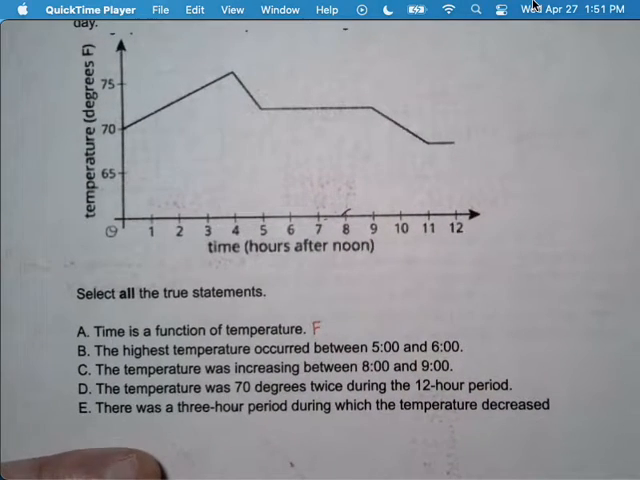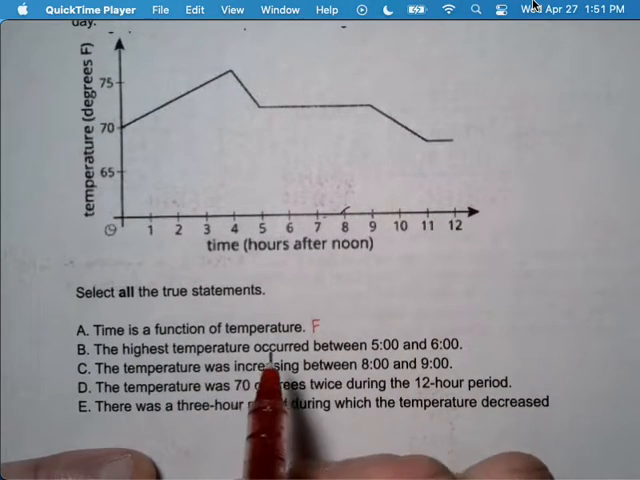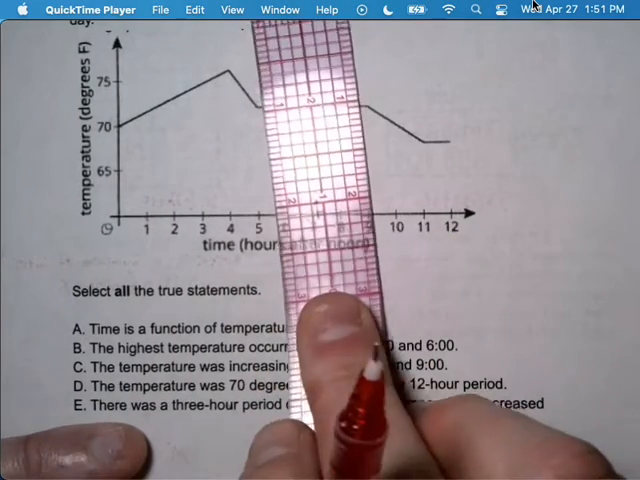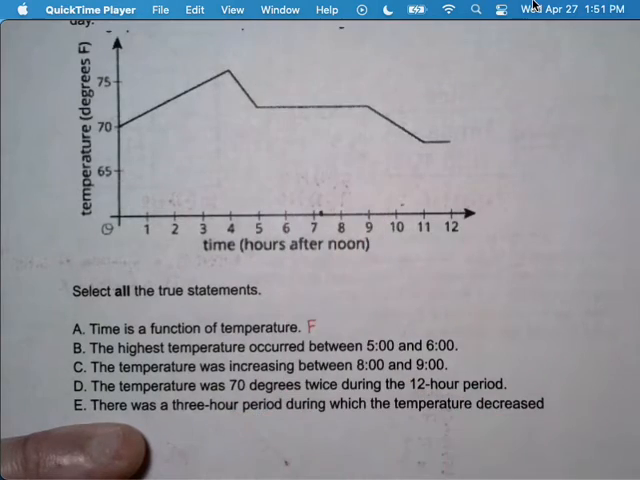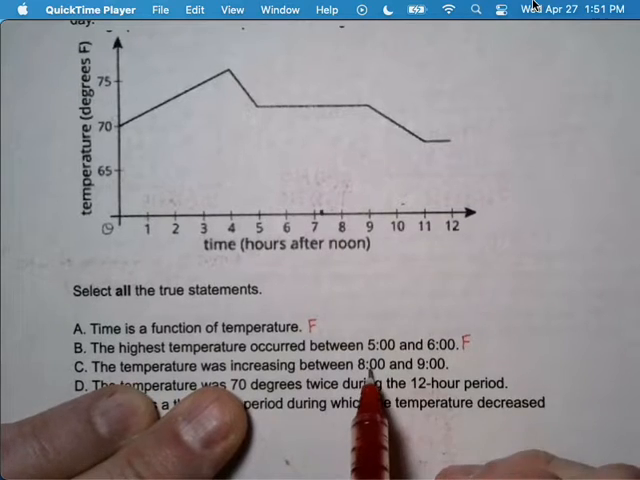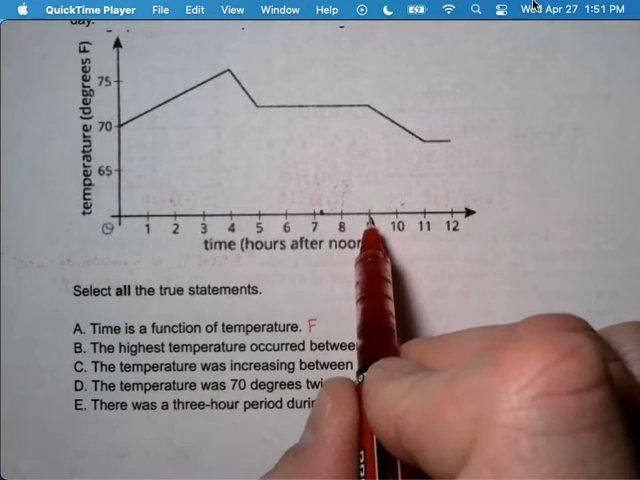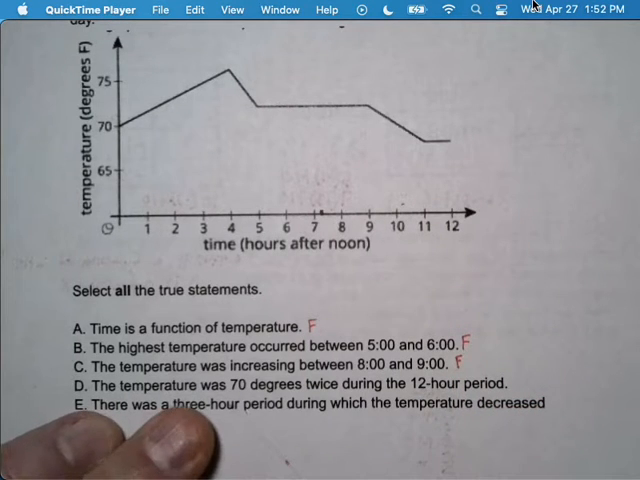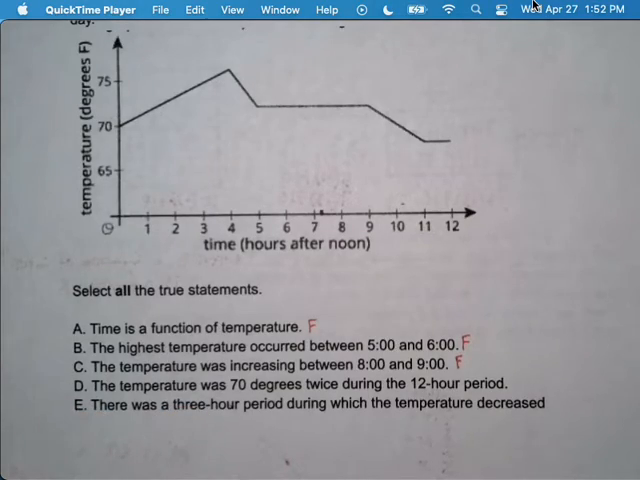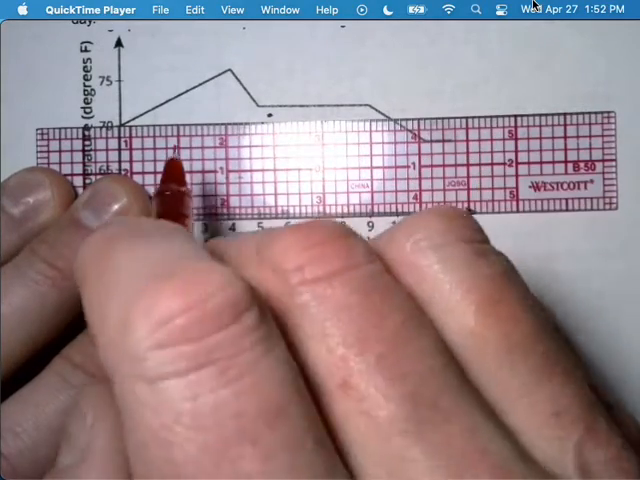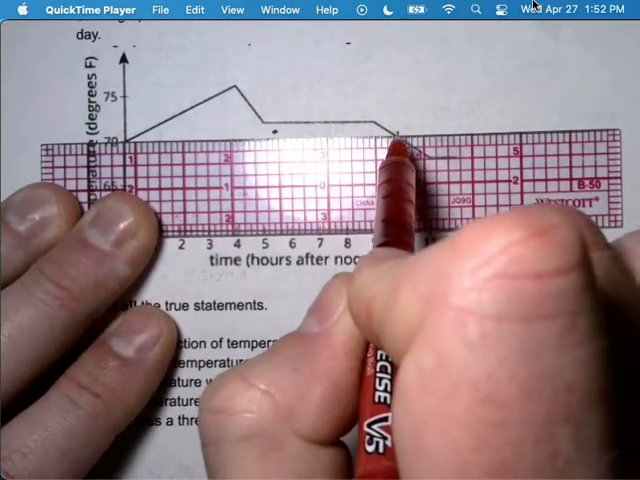All right. The highest temperature occurred between 5 and 6. False. Okay, so between 5 and 6, that is definitely not the highest temperature. That would be false. The temperature was increasing from 8 to 9. That's false. The temperature was 70 degrees twice during the 12-hour period. True. All right, if we put that on there, 70 degrees at the beginning, and if you look straight across, it hits 70 degrees again right there.